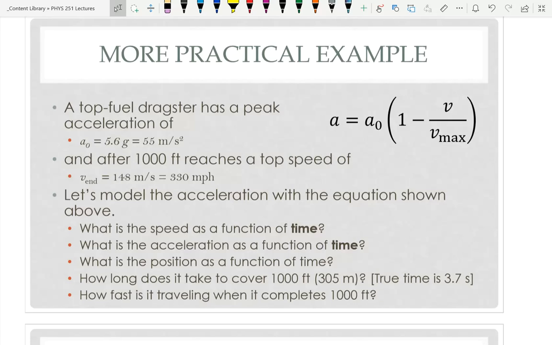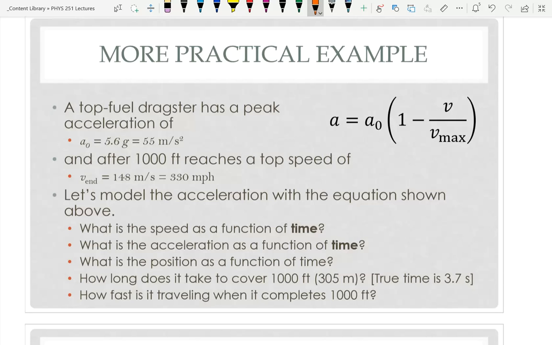So with this guess at a model, we want to answer a bunch of questions: what's the speed as a function of time, what's the acceleration as a function of time, what's the position as a function of time, how long does it take to cover the 1,000 feet, and how fast is it traveling when it completes the 1,000 feet? In reality, it's 148 meters per second. So we know what its actual final speed is. So let's start at the top.